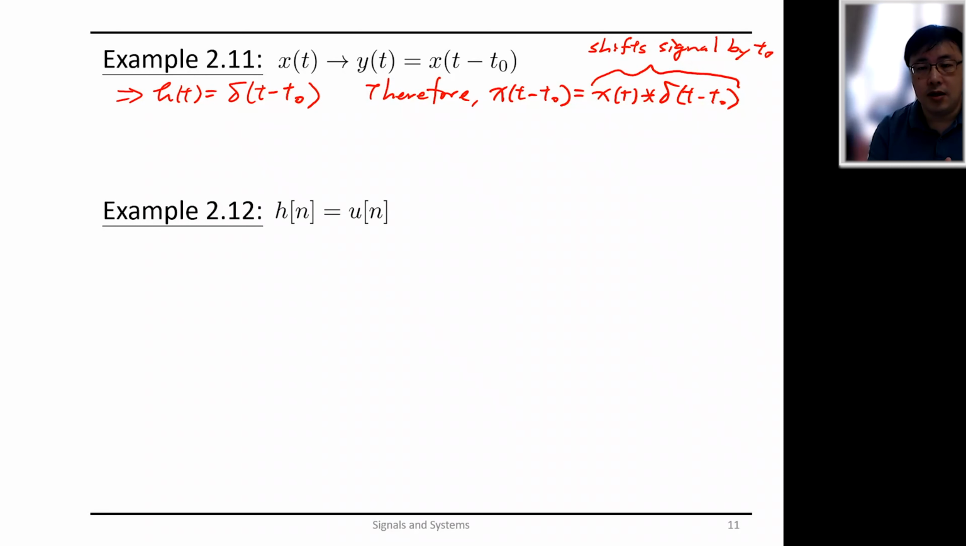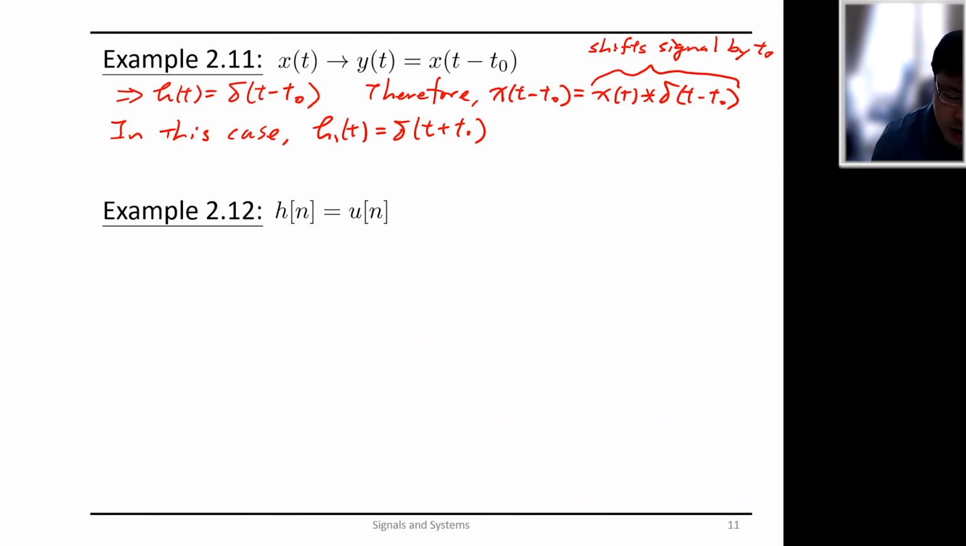So an inverse to this system would be a system that shifts the signal back by t naught. In this case, the inverse system has impulse response h sub 1 of t that is equal to delta of t plus t naught.